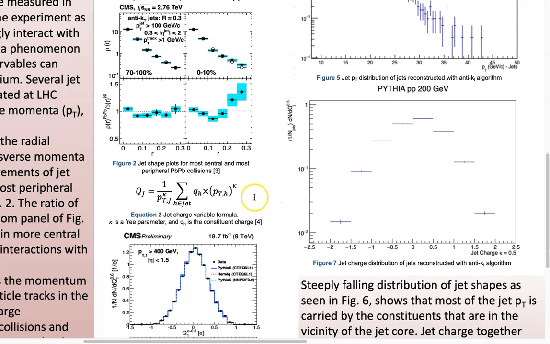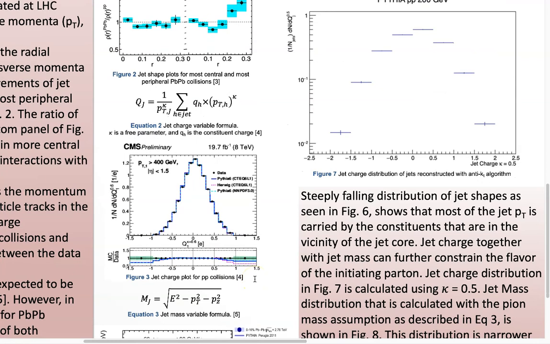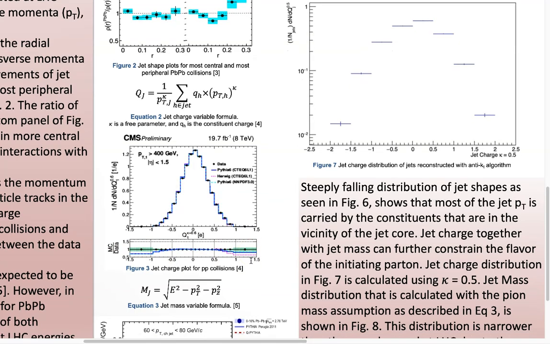Jet charge is another such variable. Jet charge is the momentum-weighted sum of the charged jet constituents. This figure over here shows CMS jet charge measurements for kappa, which is the independent parameter, equal to 0.6 for proton-proton collisions. As seen over here, they match the Monte Carlo simulations very well.